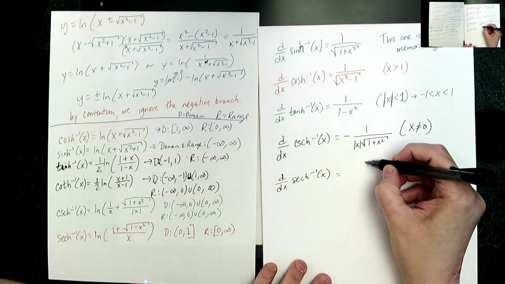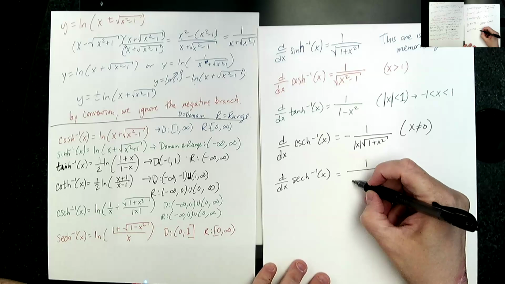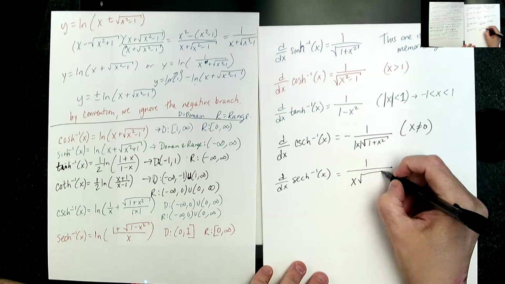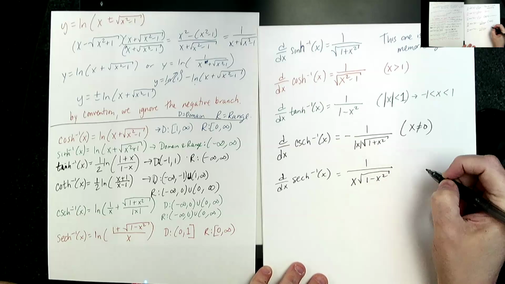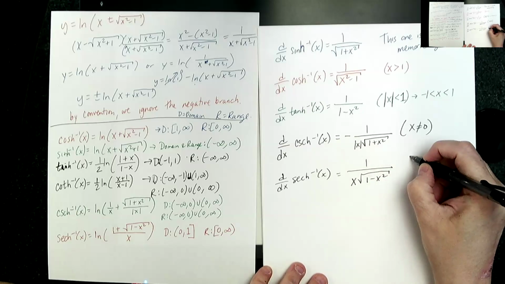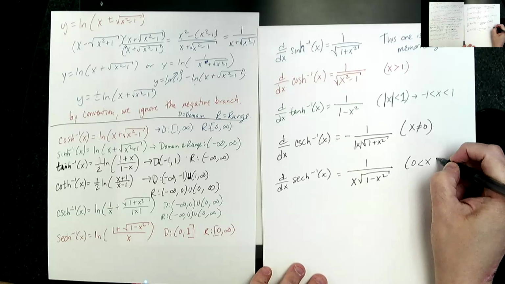This one looks so close to cosecant, but it dumps the absolute value and it has a negative sign in there. 1 minus x squared. With a different range as well: 0 is less than x, less than 1.